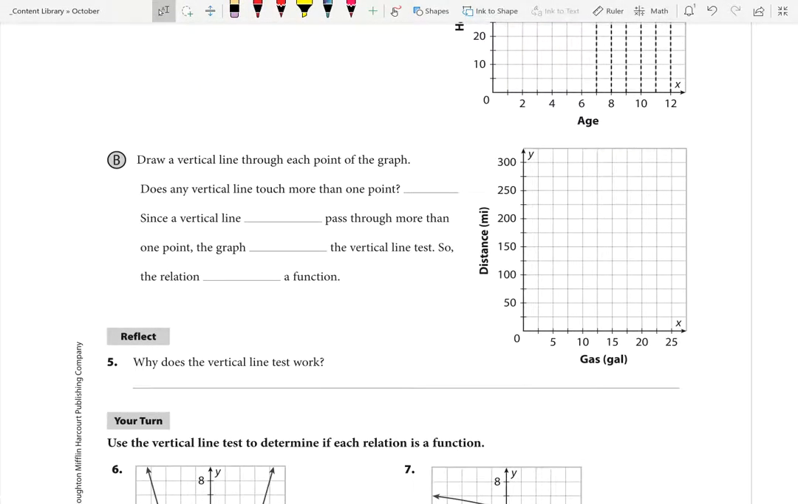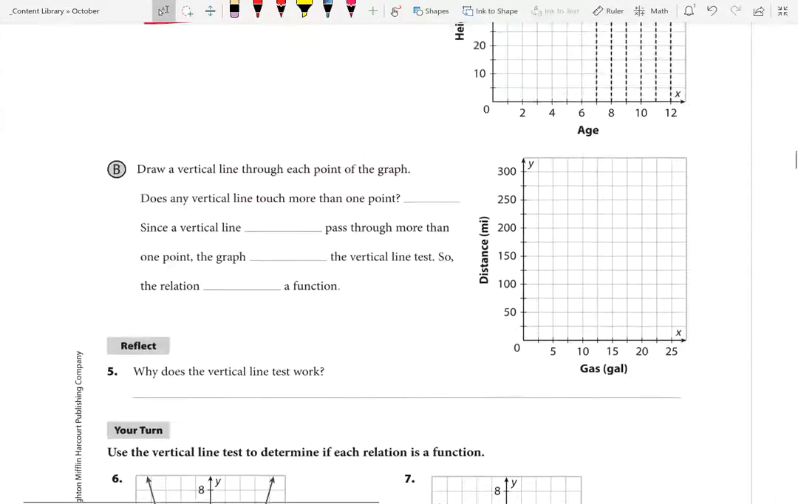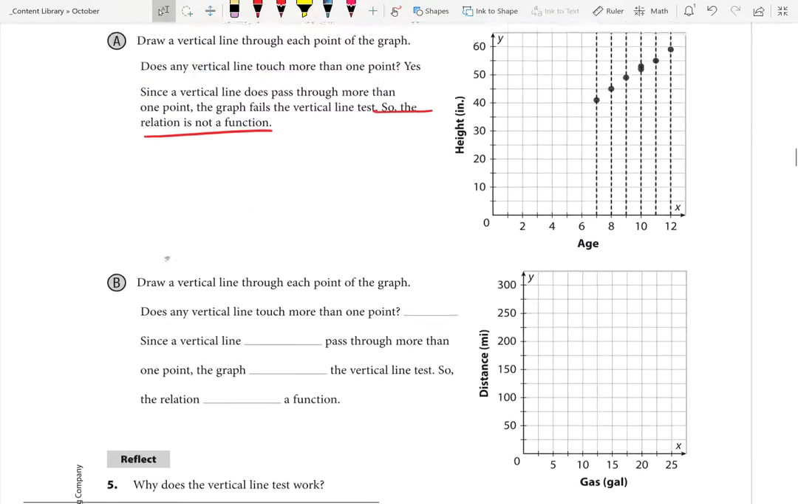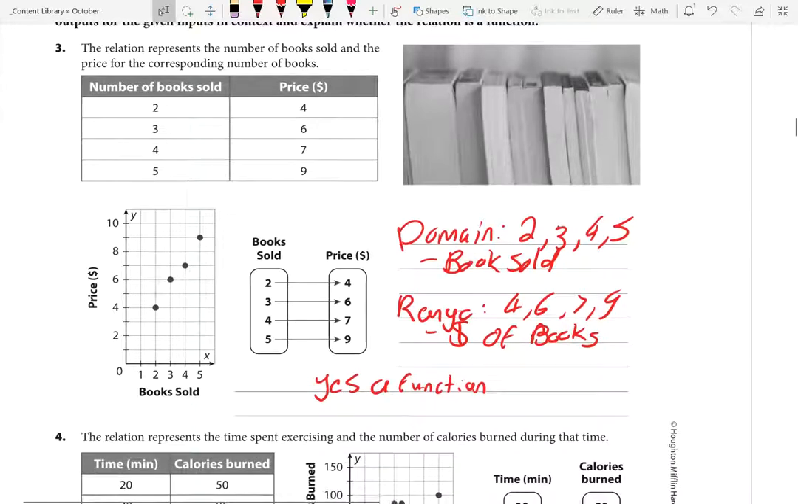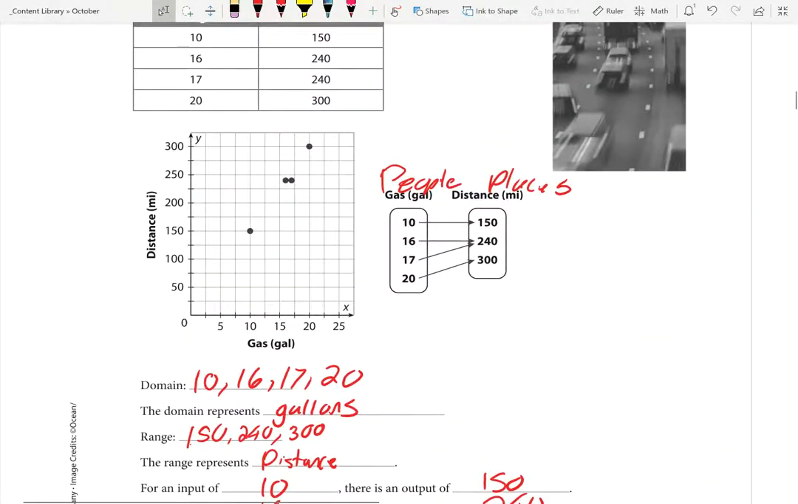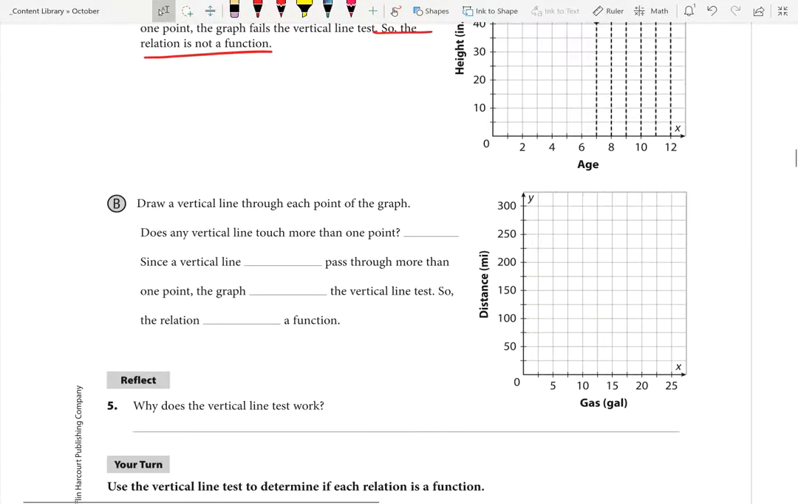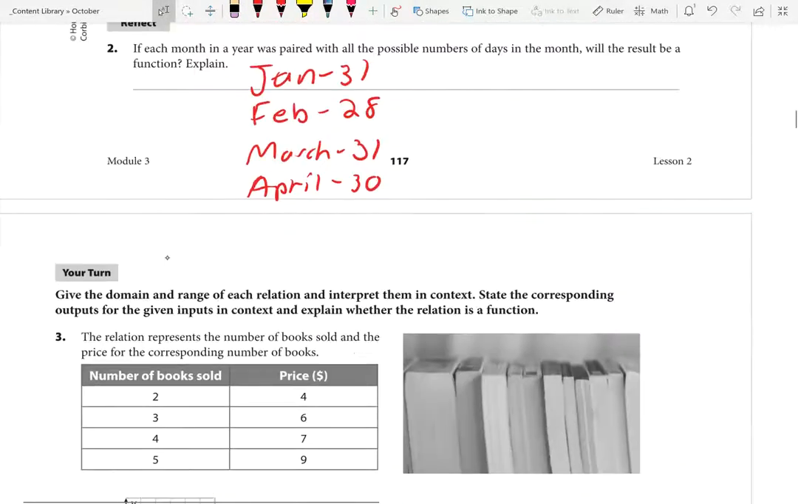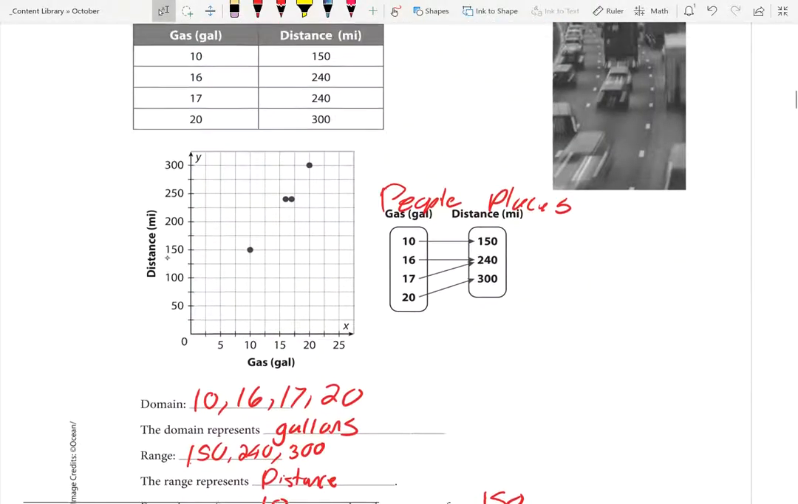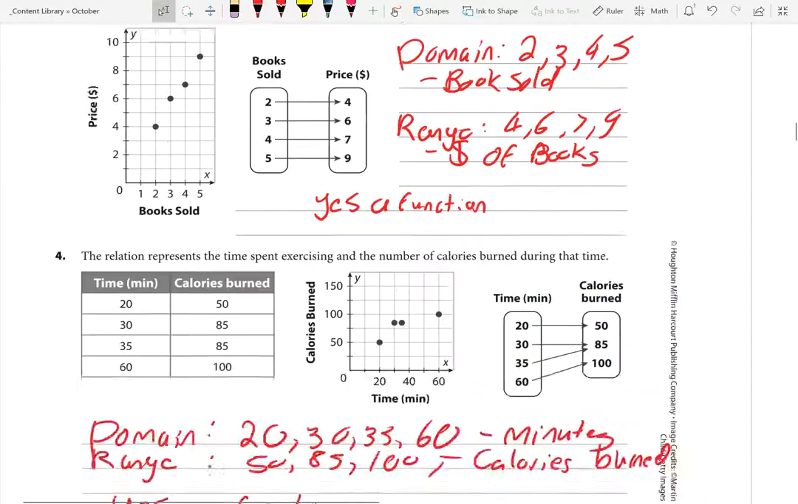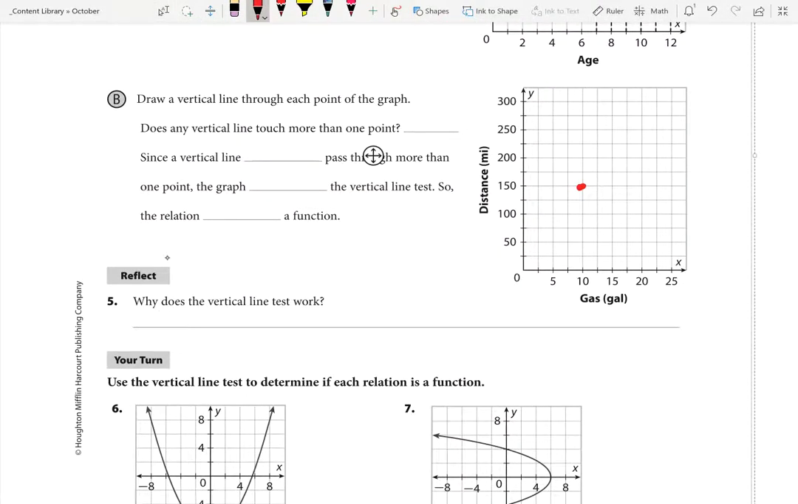So we're going to do it for this one. Draw a vertical line through each point of the graph. What's supposed to be on my graph? Oh, I guess the distance in gallons one again. So we're going to have to go back up here. They're talking about this graph. We have to make it ourselves. So 10, 150. Then 16, 240. I believe it was 17, 240, right? 16, 240, 17, 240, and 20, 300. 16 and 17 were both at 240, which is right there and right there. And then 20 was at 300.